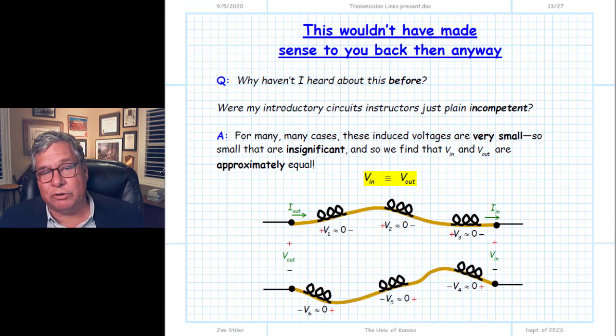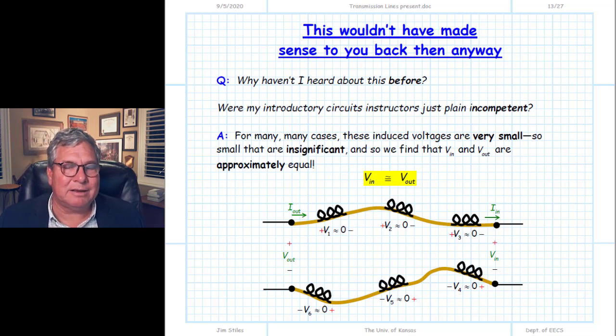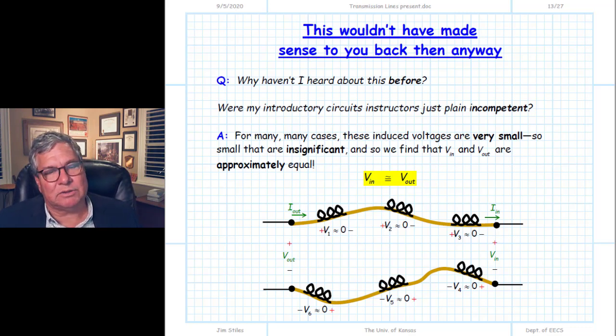Now, this may be news to you. This may be something that you've never heard of or considered before. Certainly in all your circuits classes, wires were very simple devices. The current at one end was equal to the current at the other, and the voltage at one end was equal to the voltage at the other. Why now all this complication involving inductors, and why weren't we discussing it your freshman year?